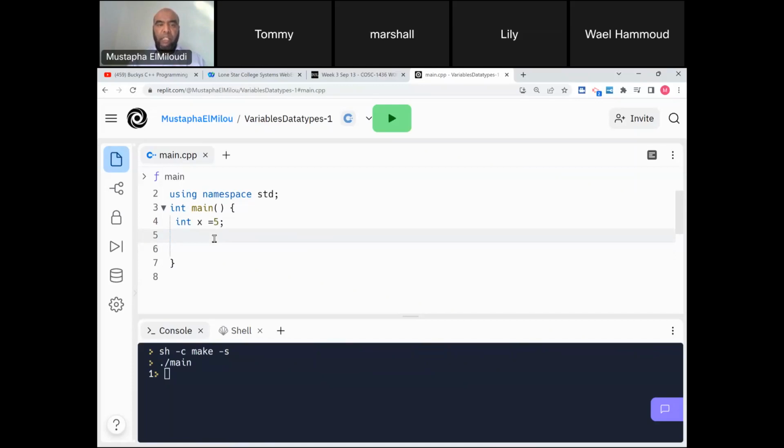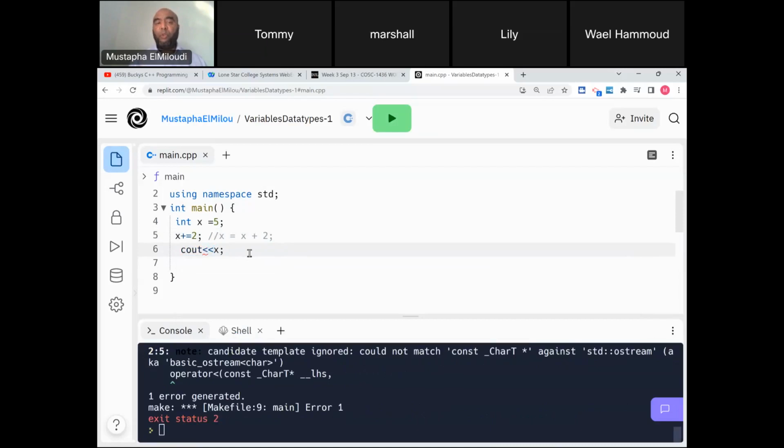One of the most frequent is something like this: x plus equal 2, for example. What does it mean? X plus equal, you will see it frequently. This is the same thing as x equals x plus 2, which means the new value of x is the old value, which is 5, and then add 2 to it. So now the new value of x is 7. If I print, the value of x is going to say 7. It's like I'm updating my variable by adding 2 to the old value. That's exactly what it means.